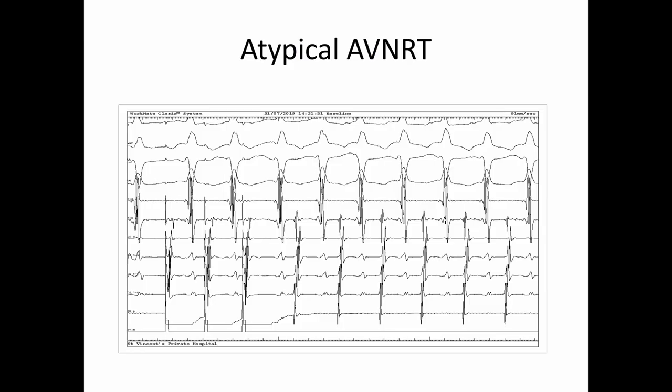This is an example of atypical AVNRT. You can see here's the onset of tachycardia. There's pacing from the coronary sinus. There's an extra stimulus, tachycardia onset. This is different from the other tachycardia. The VA time is longer. It's definitely not less than 70. It's definitely not zero either. But it's 1:1.